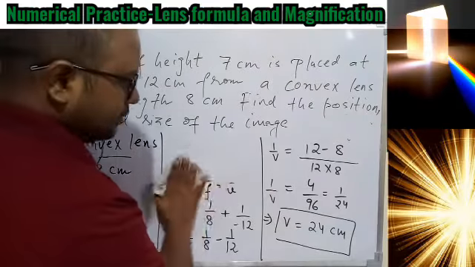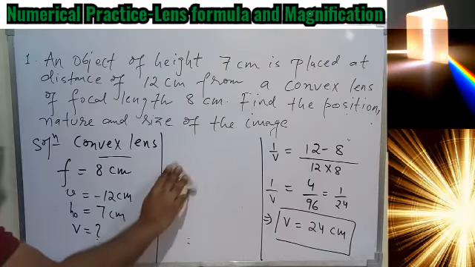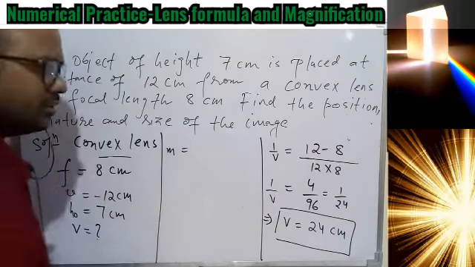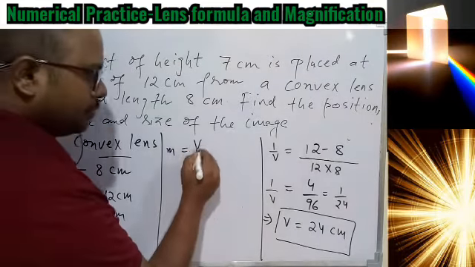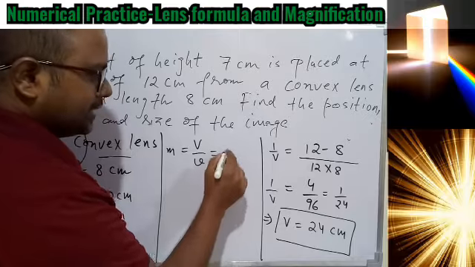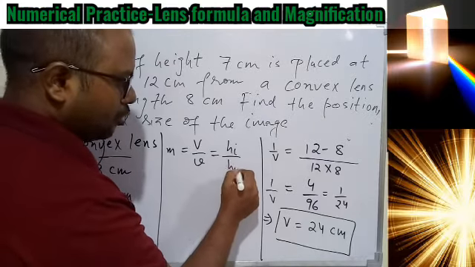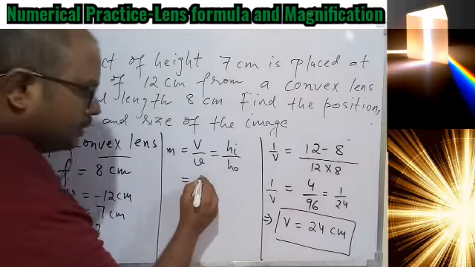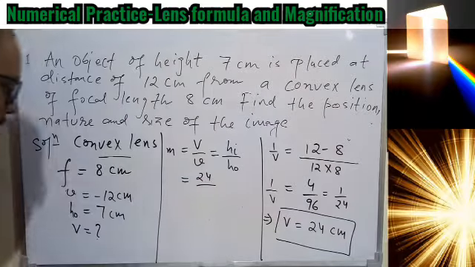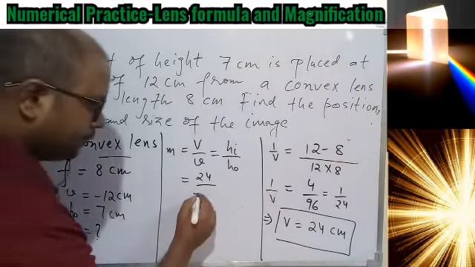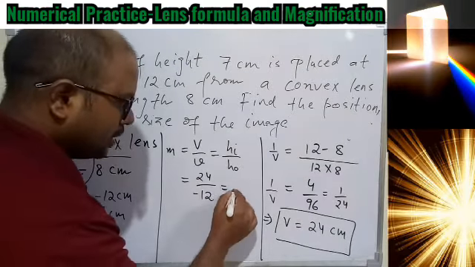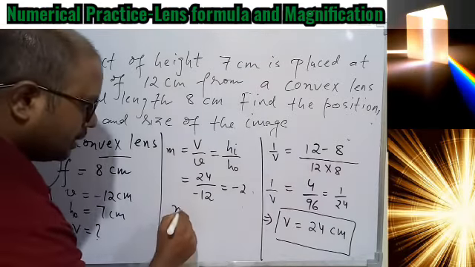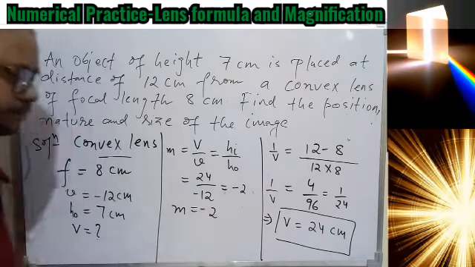So I hope this part is clear. Okay, now let's find the magnification formula. We have m is equal to v upon u, and that will be height of image by height of object also. So we are getting 24, and u we have minus 12. Solving it, how much will we get? Minus 2 only. So we are getting m is equal to minus 2.